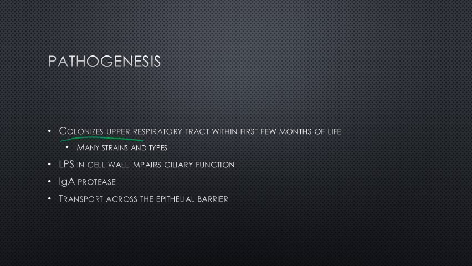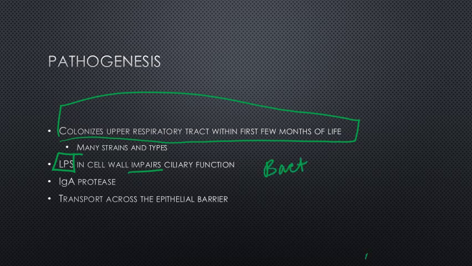Okay, so how does it make us sick? Well, like I said, it colonizes the upper respiratory tract within the first few months of life. And that's not just Haemophilus influenzae type B, many of the Haemophilus serotypes are able to do this. And then once it does that, it is a gram-negative organism, so it has LPS in its cell wall. And the LPS is really capable of impairing ciliary function. That's going to lead to damage of the respiratory epithelium, which is important for how it's going to cause invasive disease. So then the bacteria can spread across the epithelial barriers, leading to bacteremia and dissemination throughout the body to distal sites, most notably the brain.